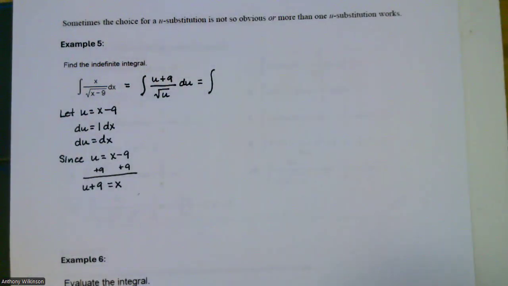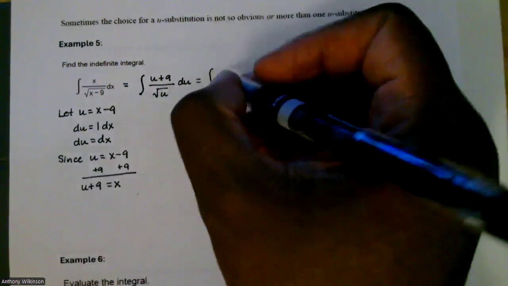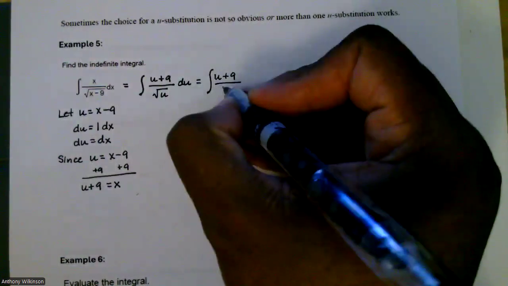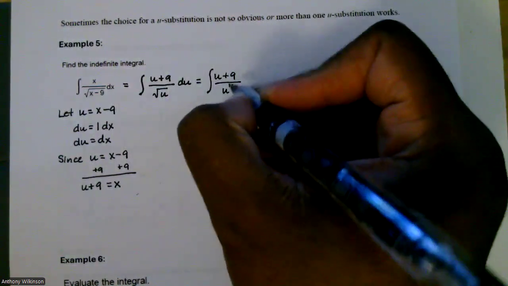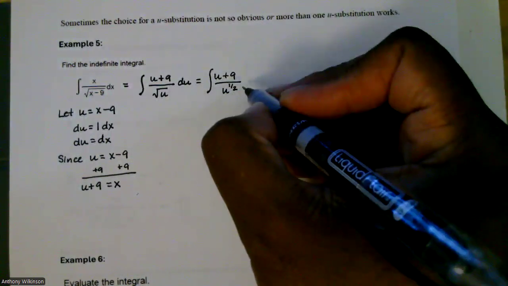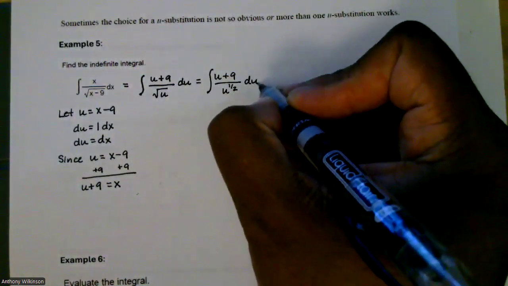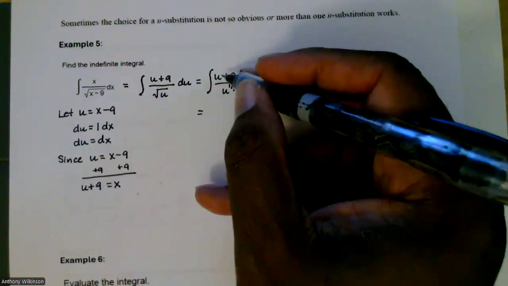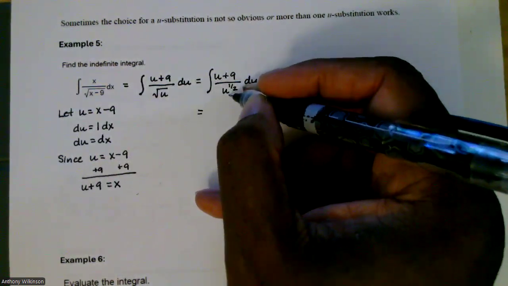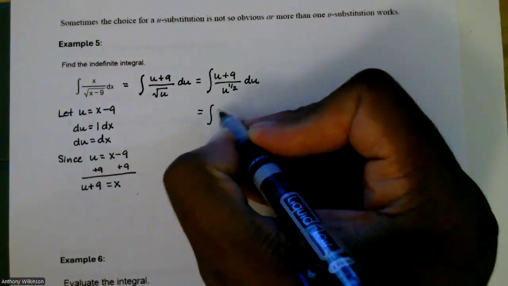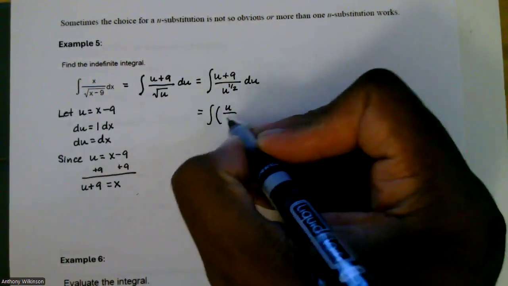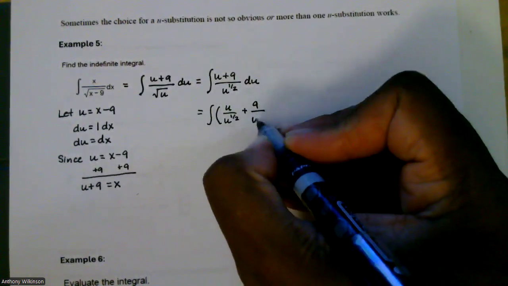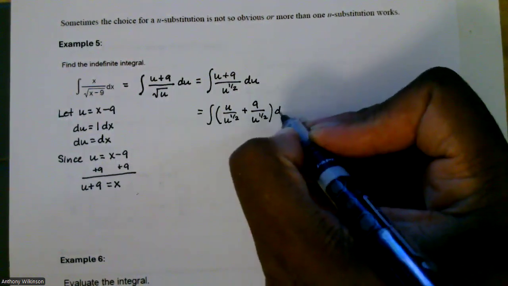Now I'm going to write the square root of u as u to the 1/2 in exponential form. So this would be u plus 9 in the numerator divided by u to the 1/2. So I have the integral of u plus 9 divided by u to the 1/2 du. And I'm going to break this up by putting each term in the numerator over the u to the 1/2. So I have the integral of u divided by u to the 1/2 plus 9 divided by u to the 1/2 du.